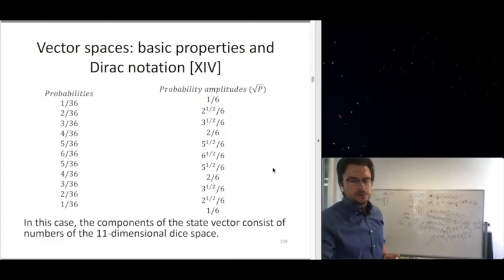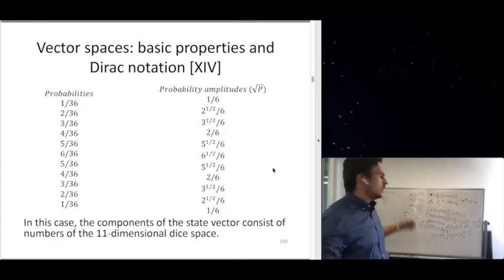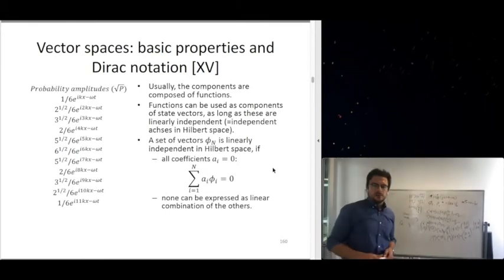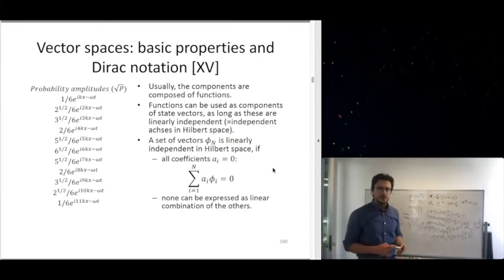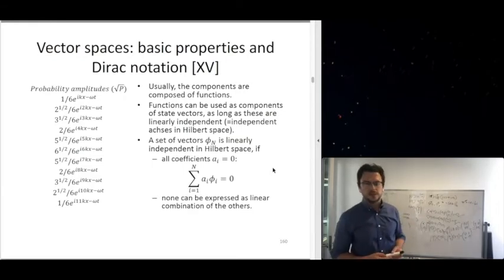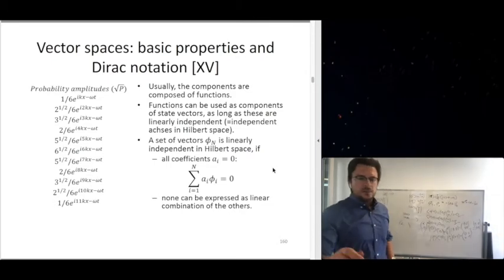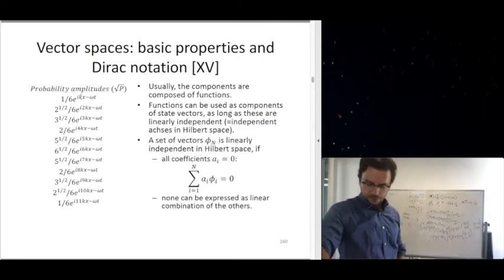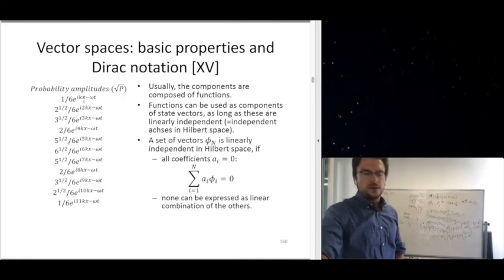So instead, we moved on. We now have infinite dimensional space. We're not dealing with 1 or 2 dimensional spaces anymore. Usually, the components are composed of functions, and we still have the same requirement: the functions need to be linearly independent. Remember, linear combination. Linearly independent means that they're independent axes. And since we're dealing with complex numbers, it's independent axes in Hilbert space. And here you see an example. So when we take our complex number, we add a function here.